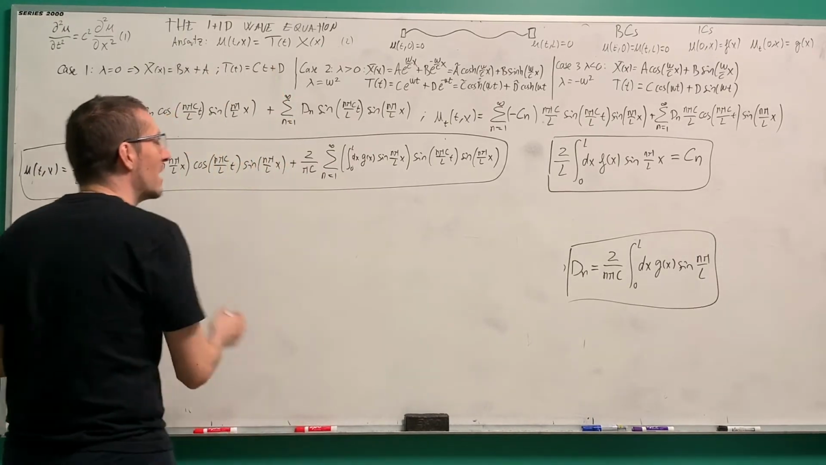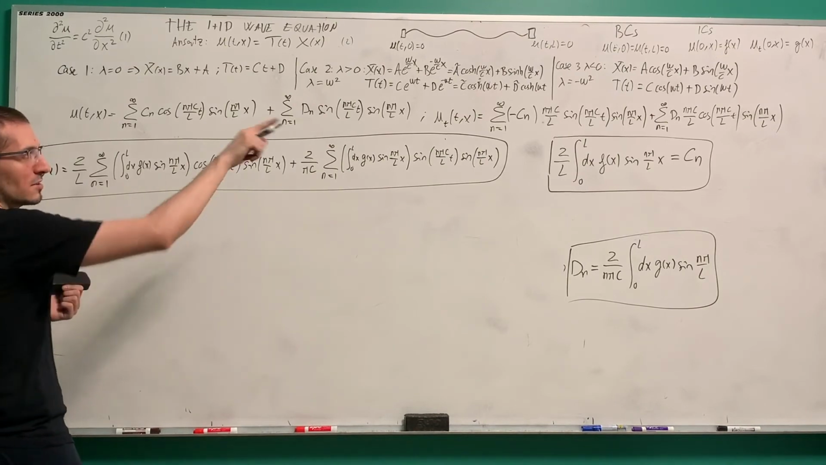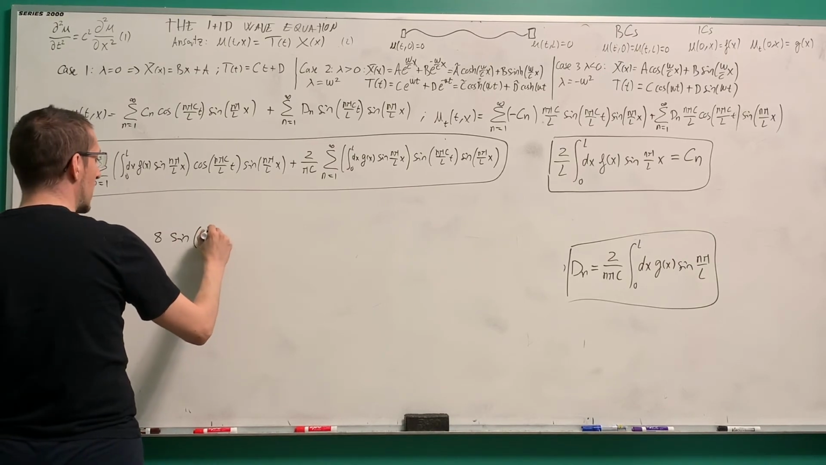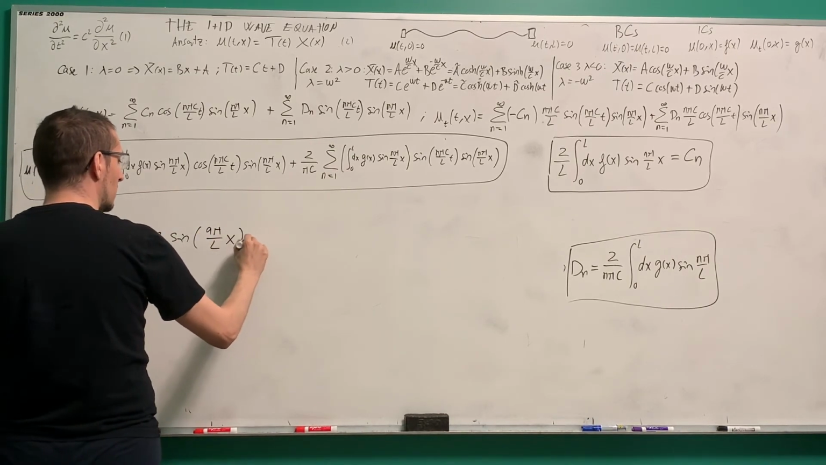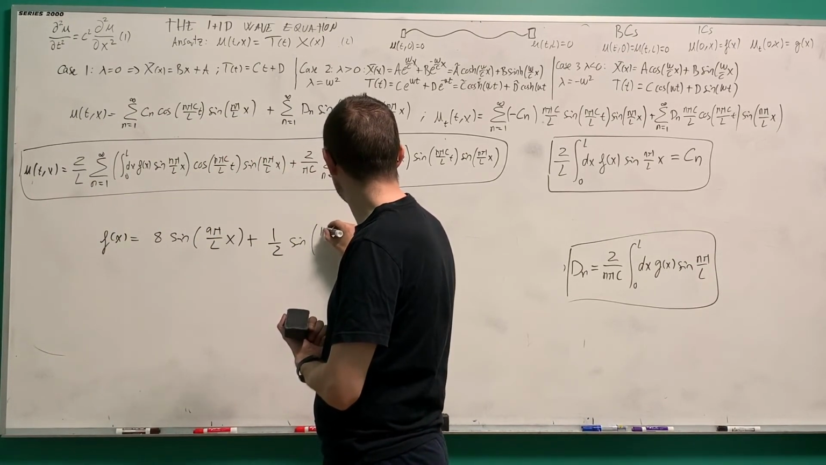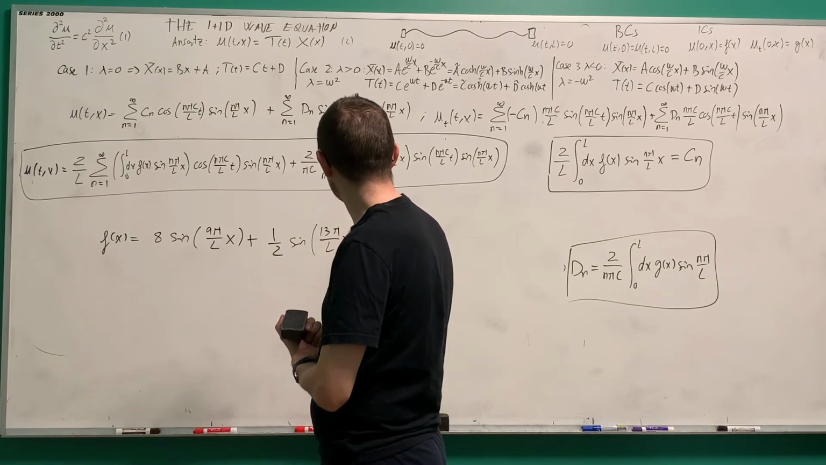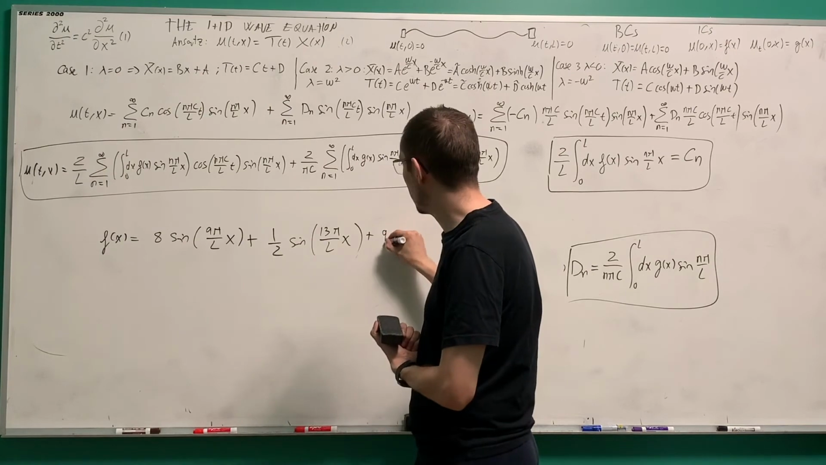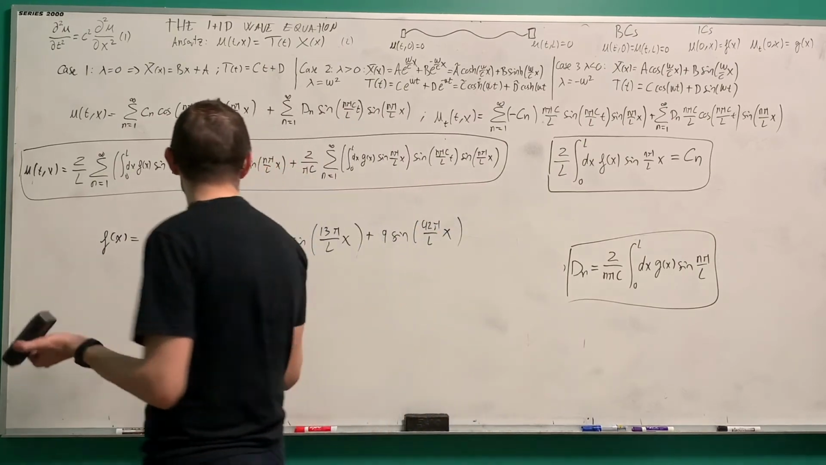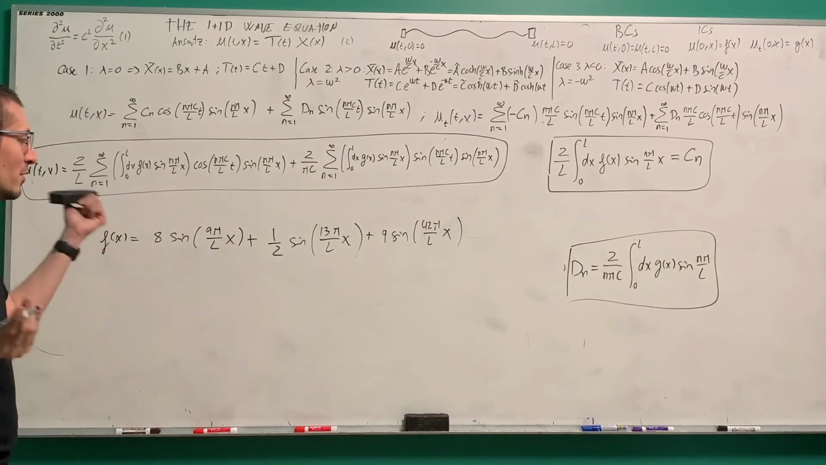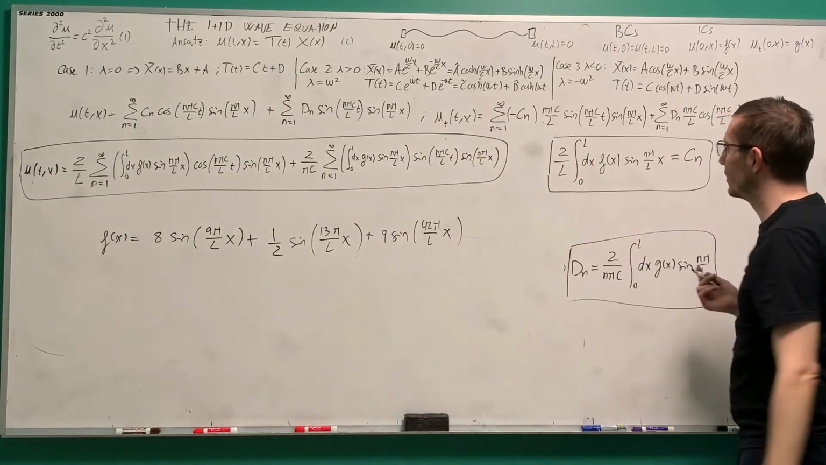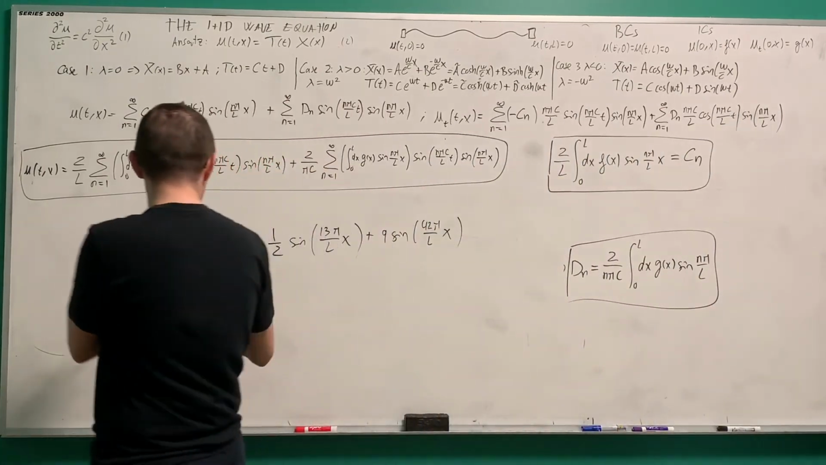For example, in the simple case, imagine that f of x in this case was, I don't know, 8 sine of 9 pi divided by L x plus 1 over 2 sine of, I don't know, 13 pi divided by L x, right? Plus, I don't know, 9 sine of 42 pi divided by L x. Now, in this case, we know exactly what the Fourier series would be. We know the cn's, because again, the cn's are the coefficients of the sine series of the f. This is a sine series.